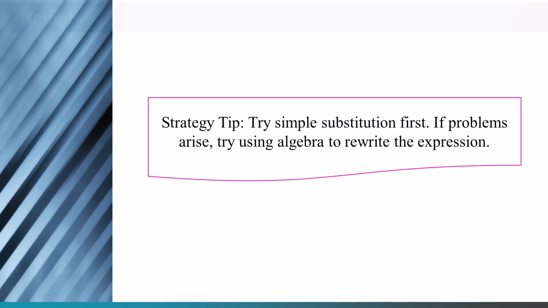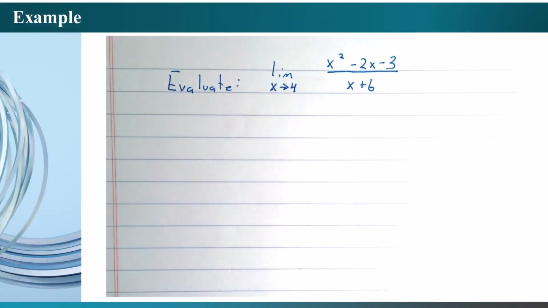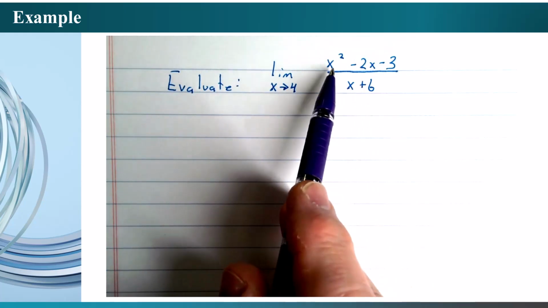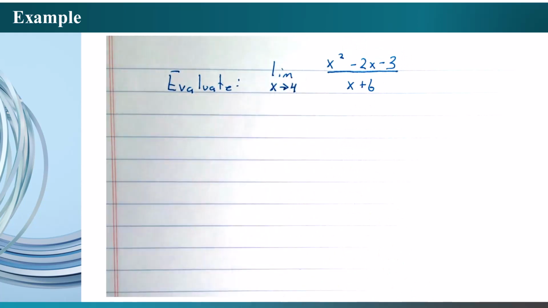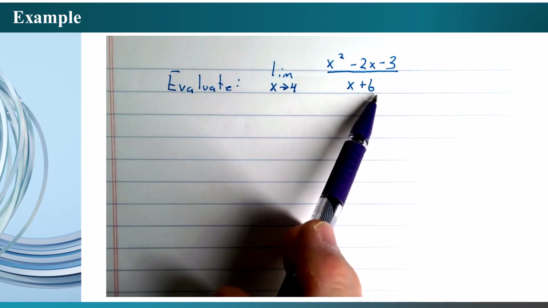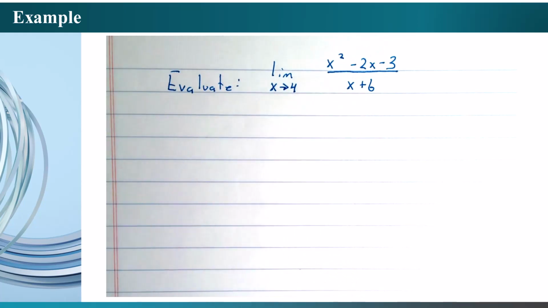Consider another example. In this example, we want to find the limit as x approaches 4 of x squared minus 2x minus 3 over x plus 6. Now our strategy here is to try simple substitution first. And we can see here that if we substitute x equals 4 into x squared minus 2x minus 3, we're going to get some number up here in the numerator. And if we put a 4 into the denominator, we get 4 plus 6, which is going to give me 10 in the denominator. And so it appears that we could find this limit just by substituting 4 in place of x.